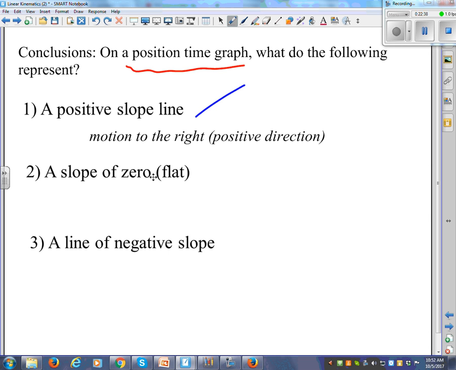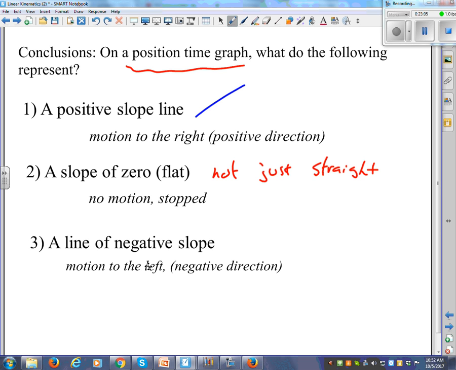What about slope of 0? Flat line. Stopped. No motion. Stopped. Flat doesn't mean straight. Flat means flat. And a line of negative slope means? Yeah, motion to the left. Okay? Everyone should be all good with all this, not hard stuff.